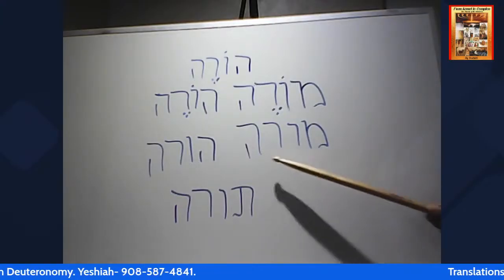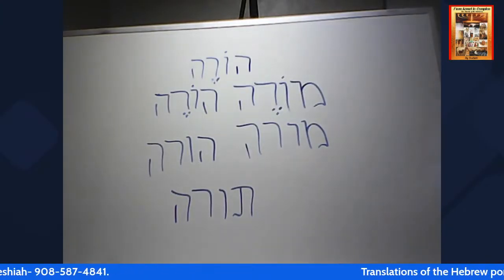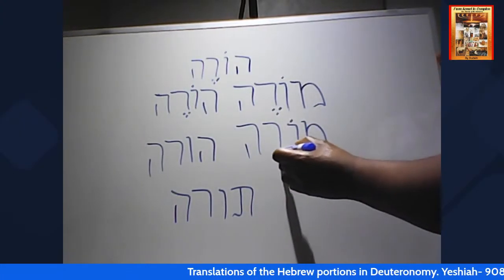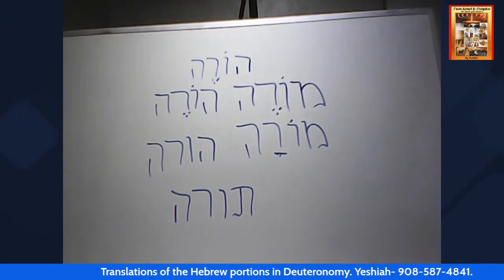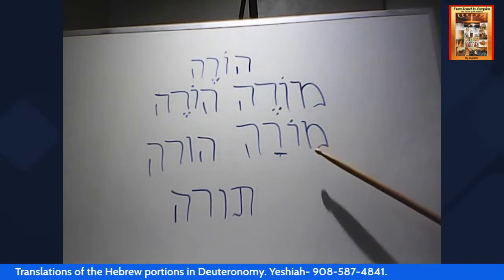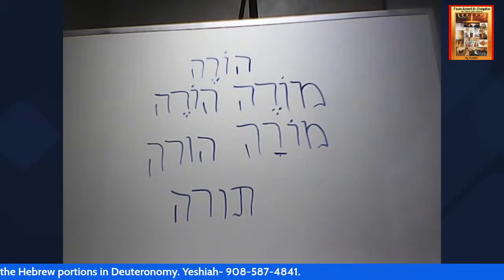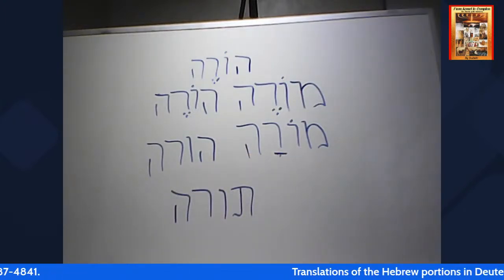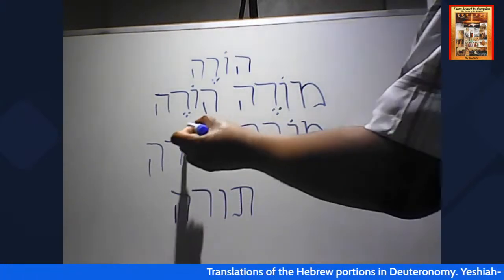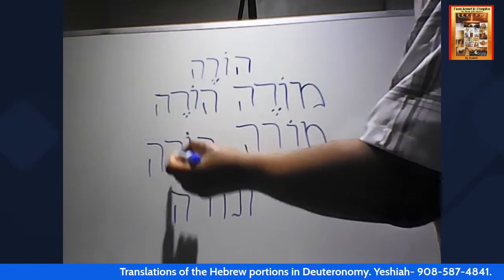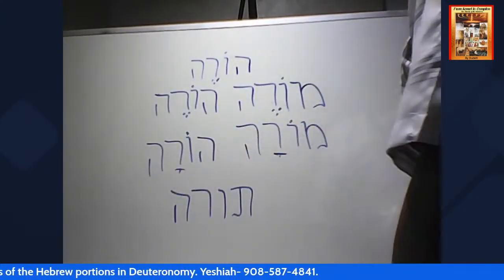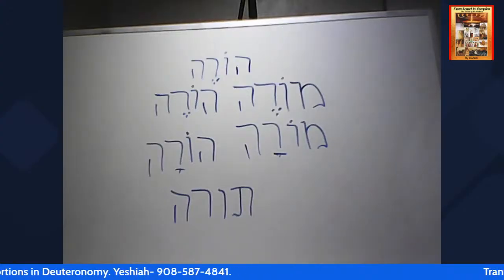Now, we have this word here. Okay? And we have it as morah. The word morah, meaning teacher, a female teacher. All right? Then we have here the word hora. Okay? Hora, meaning female parent. So what do we see so far?